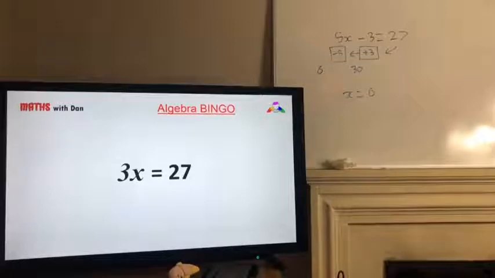3 left. Very close, guys. Close game. Yeah, well done, everyone. Brilliant work. Very, very impressed with your mathematics and your algebra.